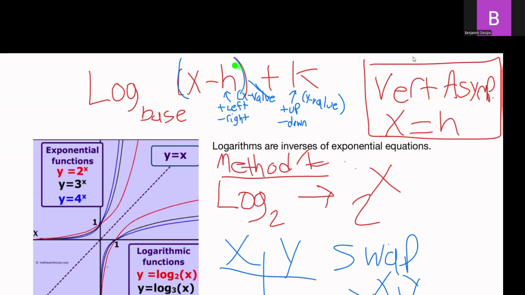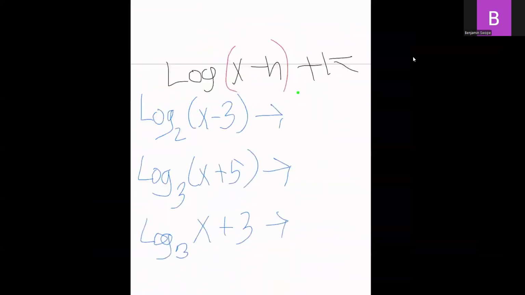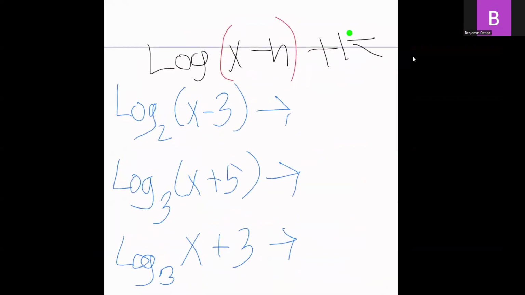So if you see a number inside your parentheses, that is your h value. Just be careful. It's always going to be the opposite sign. So if you see a -2, you'd have a +2 as your vertical asymptote. Let's look at a few examples just to see how to get the asymptotes. So we can see this is our general form, log base of whatever, x minus h plus k.